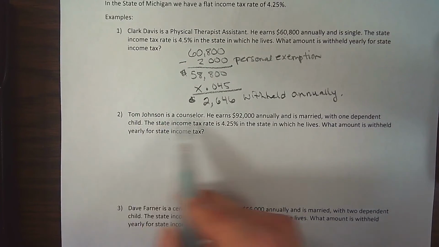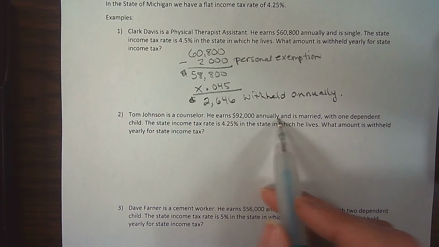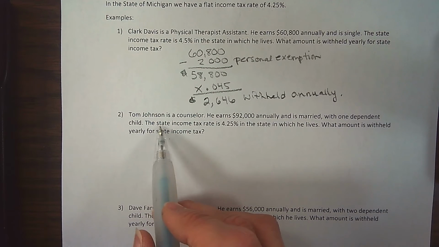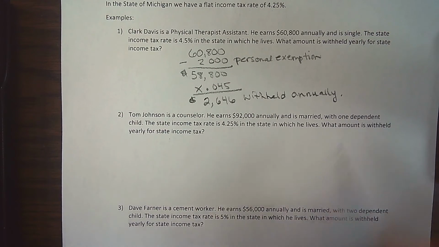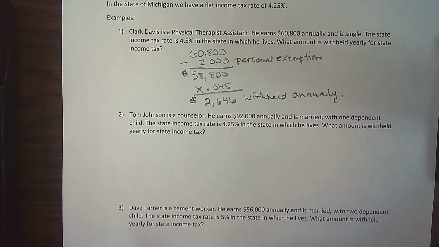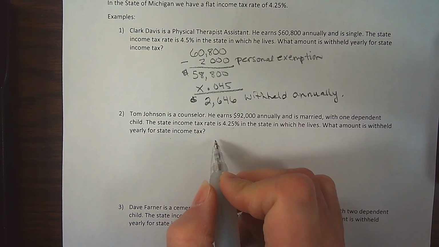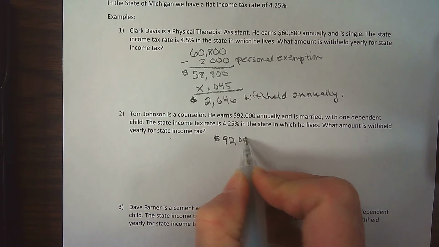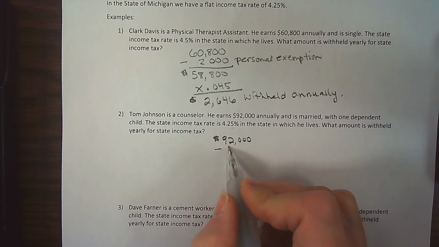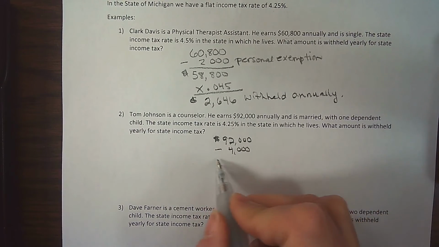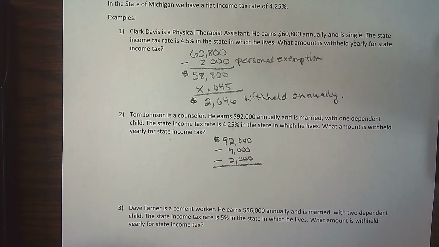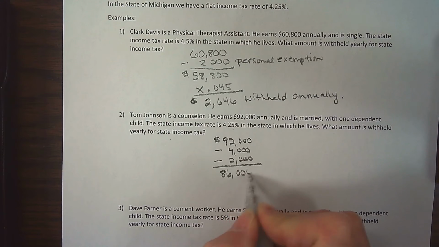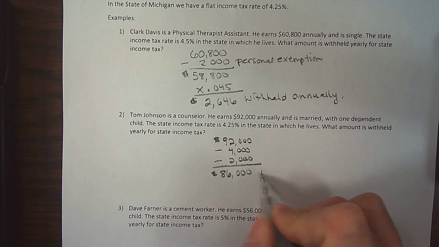Number 2, Tom Johnson is a counselor. He earns $92,000 annually, and he's married with one dependent child. The state income tax rate is 4.25% in the state in which he lives, just like it is in good old Michigan. What amount is withheld yearly for state income tax? Okay, so I want to take the $92,000 and subtract off $4,000 because he's married, and another $2,000 for the dependent child that he has, and of course, $92,000 minus that $6,000 in total gives me $86,000 that is his taxable wage.